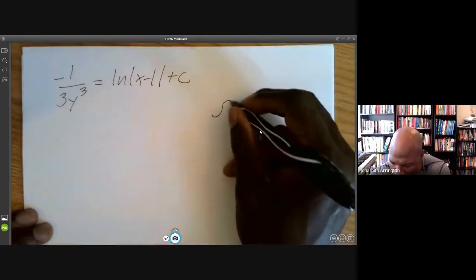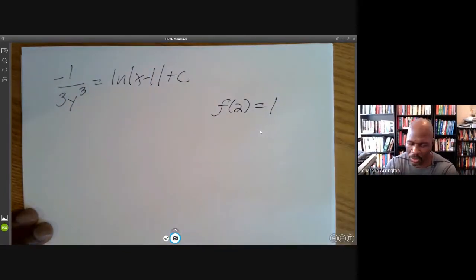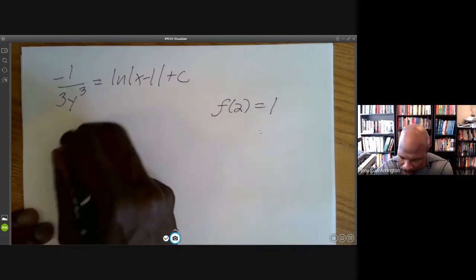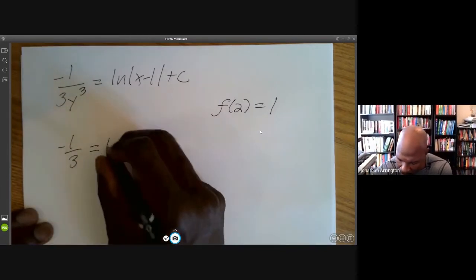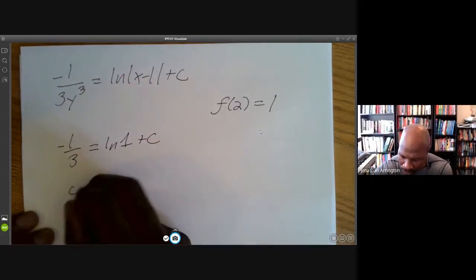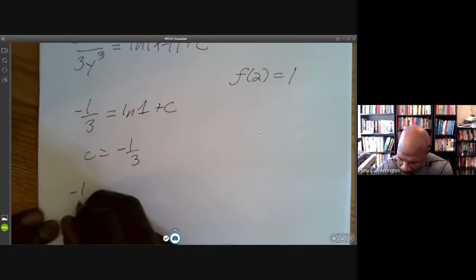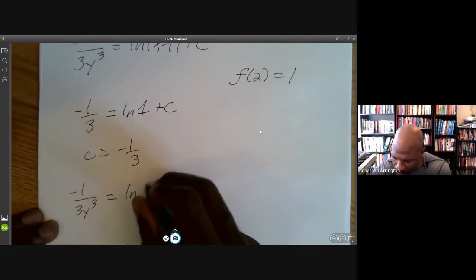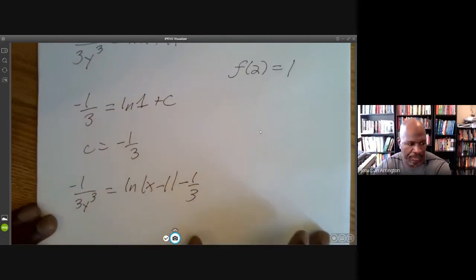So again, the initial condition was f of 2 equals 1. So we're going to plug in 1 for y and 2 for x. So if we plug in 1 for y, this will be negative 1 over 3. And if we plug in 2 for x, this will be ln 1 plus c. Ln 1 is 0, so c is going to equal negative 1/3. And so we have negative 1 over 3y cubed equals ln x minus 1 minus 1/3.